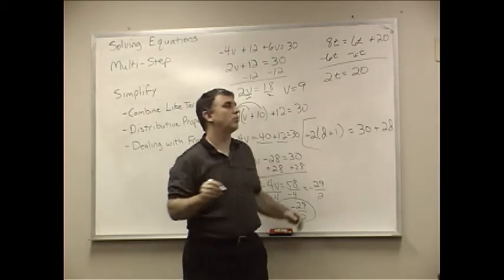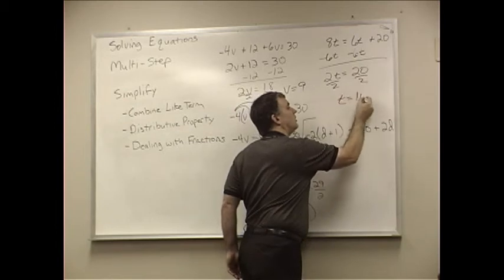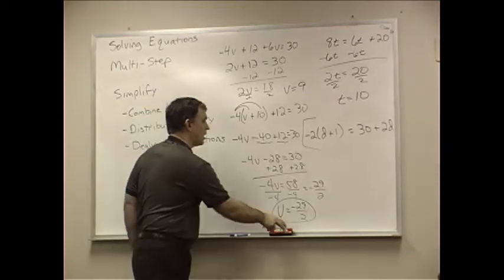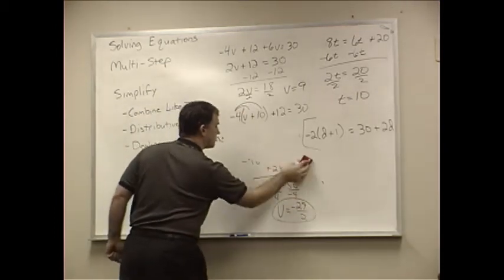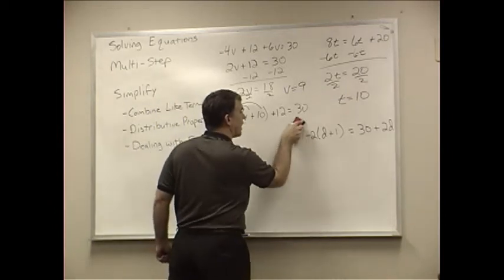2t equals 20, divide both sides by 2, t is equal to 10. Okay? I'm going to take a moment and erase here. I want a little bit more space for that one.